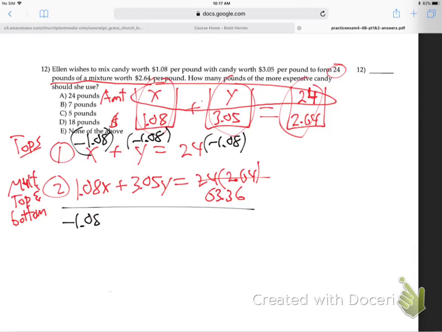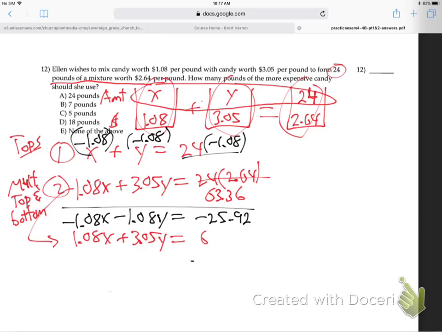So then I get minus 1.08x minus 1.08y, minus 24 times 1.08, which is 25.92. And then I'm going to add that to the bottom equation. Add them up. See what we get. These will cancel. 3.05 minus 1.08 is 1.97y. And 63.36 minus 25.92 is 37.44. We're almost there. Last step, let's divide by 1.97.